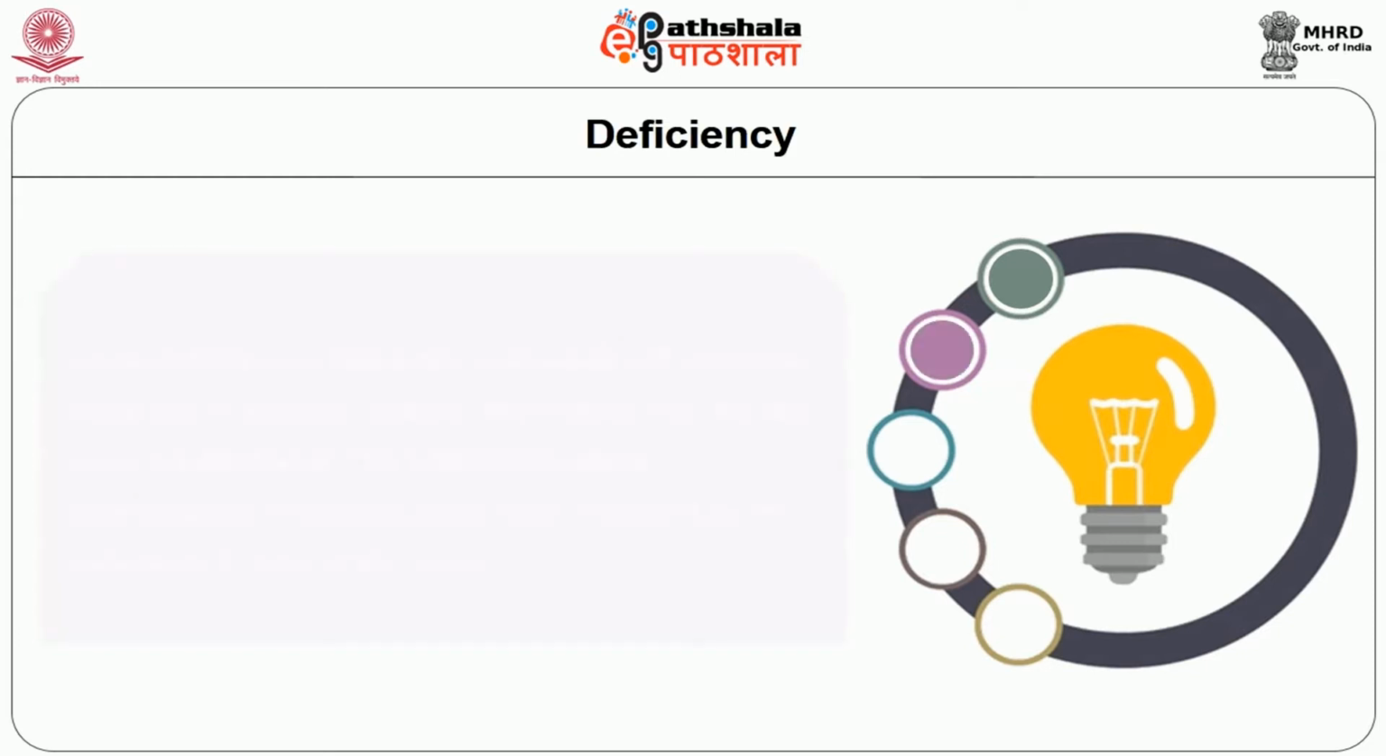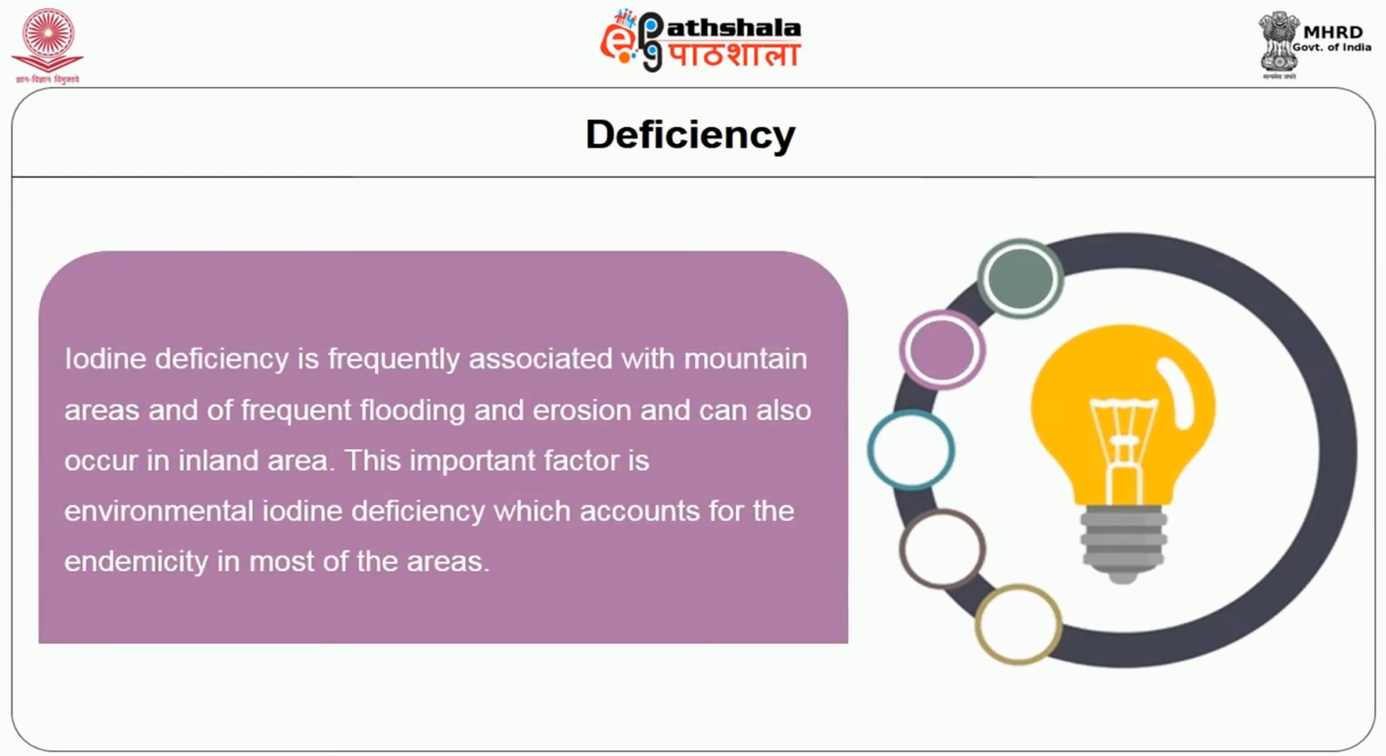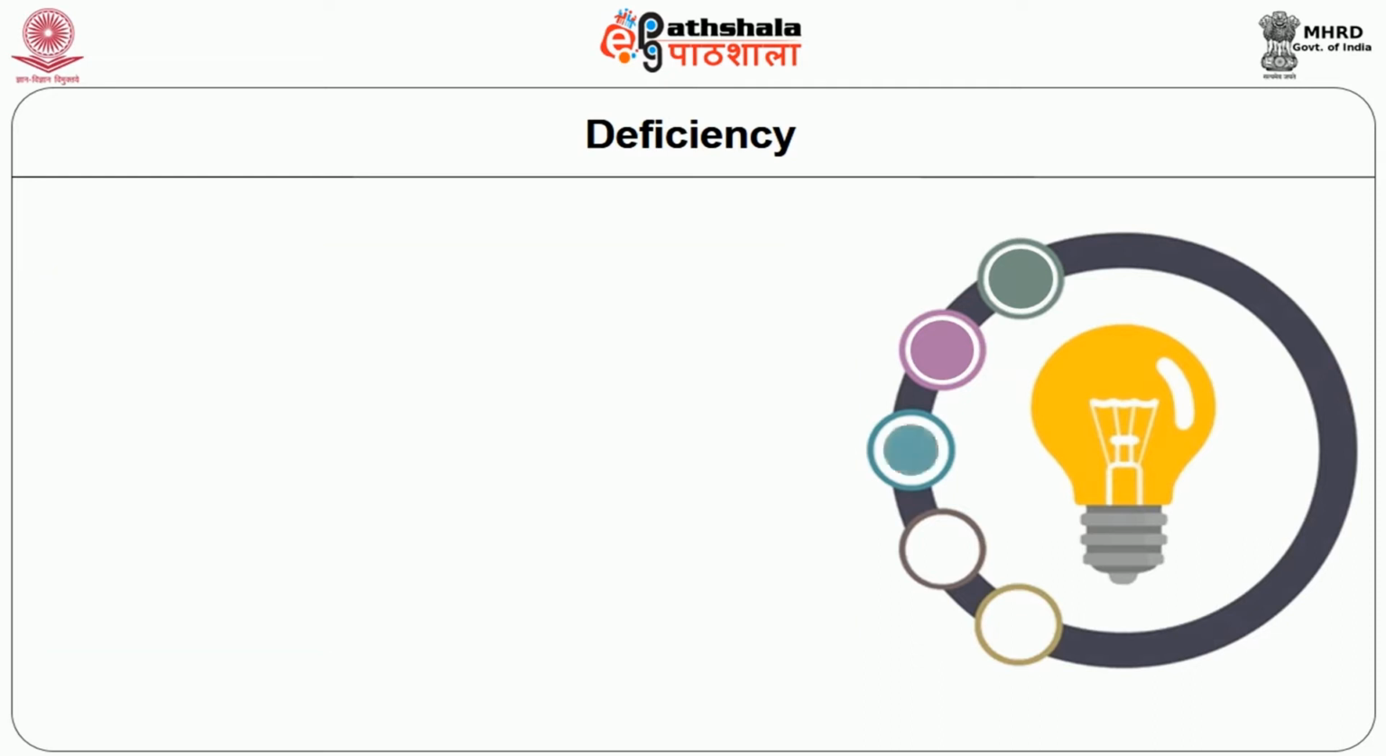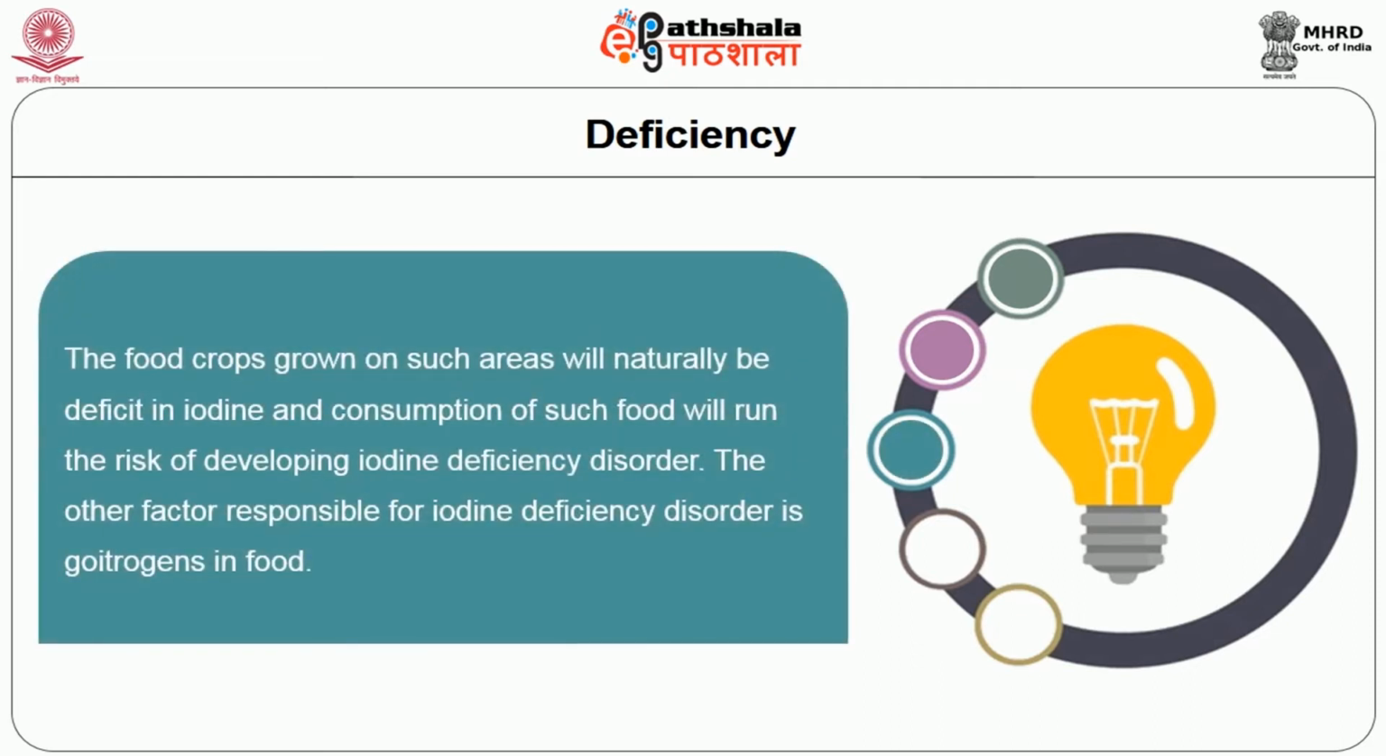Iodine deficiency is frequently associated with mountain areas and areas of frequent flooding and erosion, and can also occur in inland areas. This important factor is environmental iodine deficiency, which accounts for the endemicity in most of the areas. The food crops grown on such areas will naturally be deficient in iodine, and consumption of such food will run the risk of developing iodine deficiency disorder.